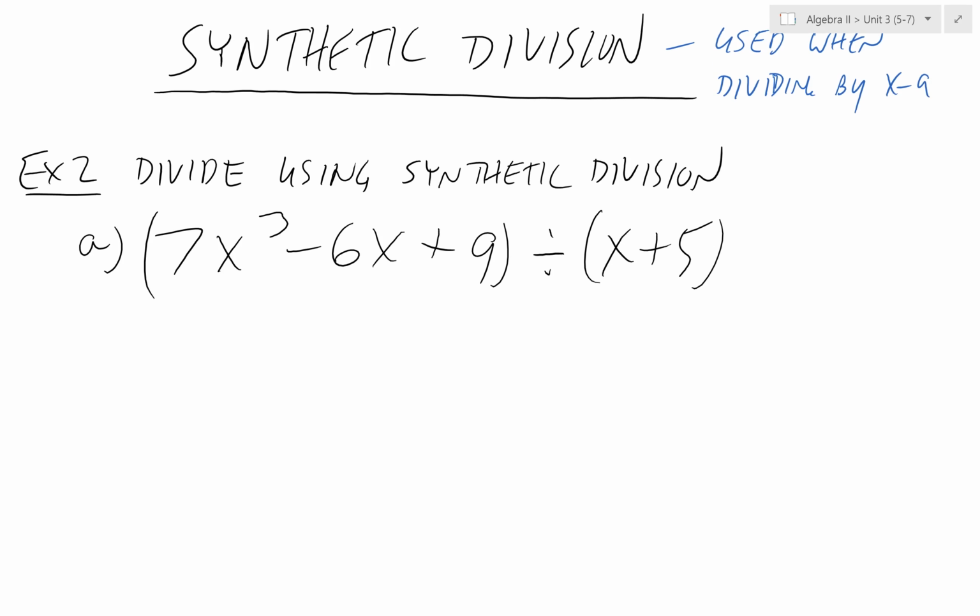And so the way synthetic division works, first you figure out what a is. So what are we subtracting from x in this case? If x plus 5 is written in the form x minus a, what would a be? So a equals negative 5. So we put negative 5 out here in a box. And then we write the coefficients of the dividend across the top. The coefficients are just the numbers in front. So that would be 7, 0x squared, negative 6, and 9.